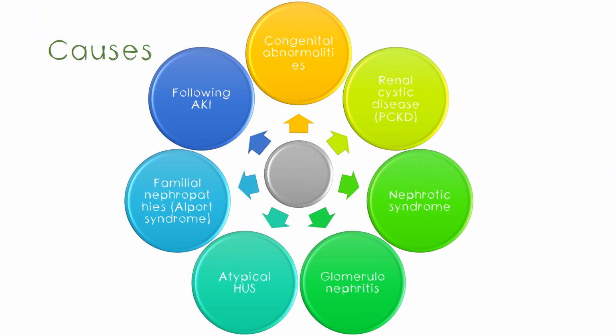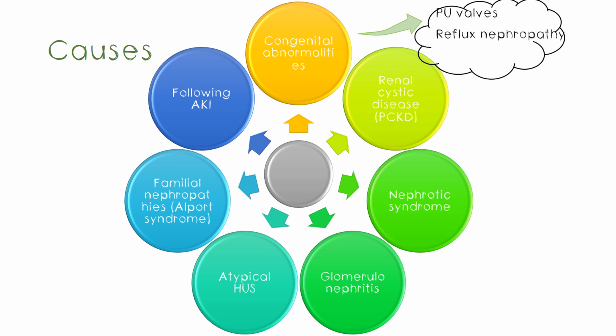When we talk about the causes of CKD, the list can go on, but here are the most common causes and causes of importance that we should remember. A lot of children with CKD in infancy or in the toddler age group have congenital abnormalities like PU valves, reflux nephropathy, or renal dysplasia.